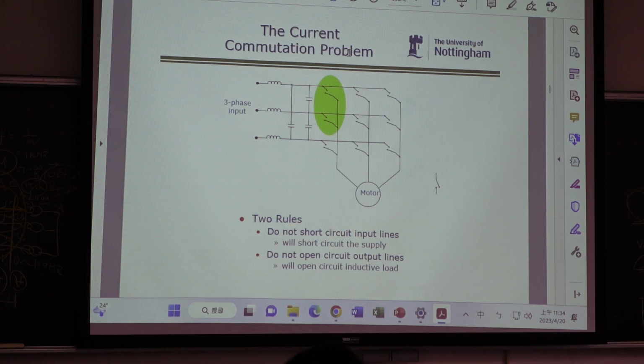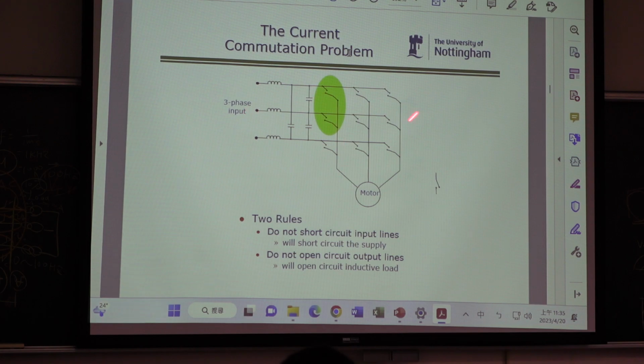So now we have a big problem. How can we change the current? Because this is one line. Sometimes I have to switch from A to B. If I switch from A to B, A is not turned off, but B is already turned on, then short circuit. If A is already turned off, but B is not turned on yet, then open circuit, right? So we cannot open circuit, we cannot short circuit, but it is impossible, right?